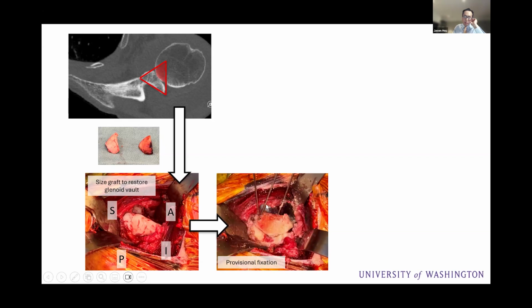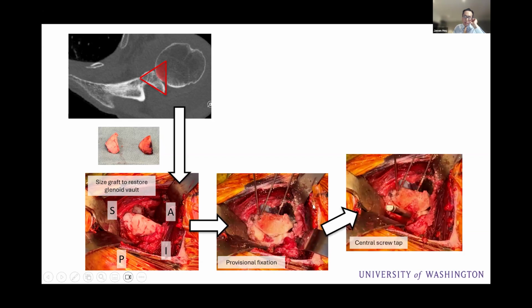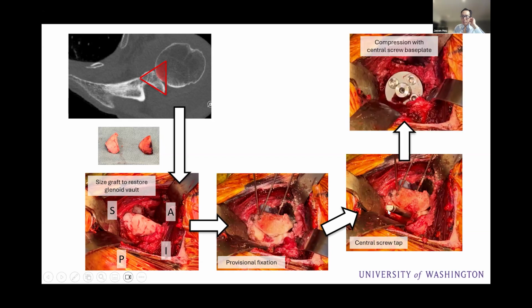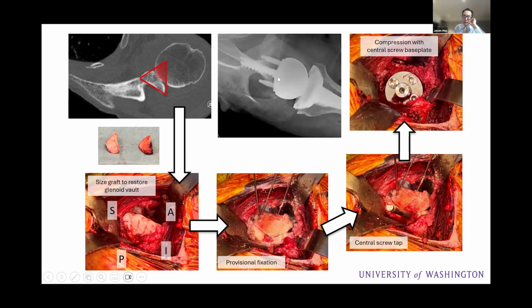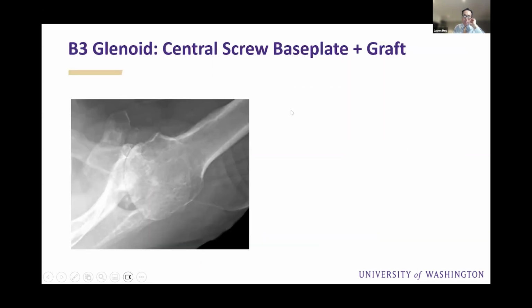So then we get provisional fixation with K-wires. We put our central screw in, and tap. I use this monoblock central screw device, and then we get compression with that central screw base plate, and then we put some peripheral screws in. And you can see that after we're done, we get good compression of this bone graft right here. And this patient has done well with this. And this can be done with a B3 glenoid on the other side.